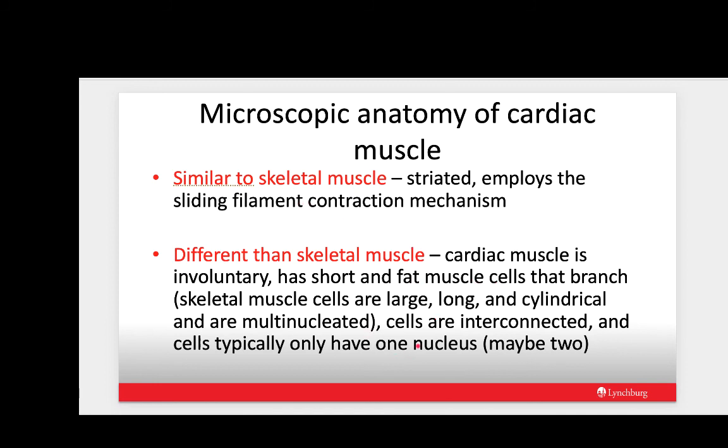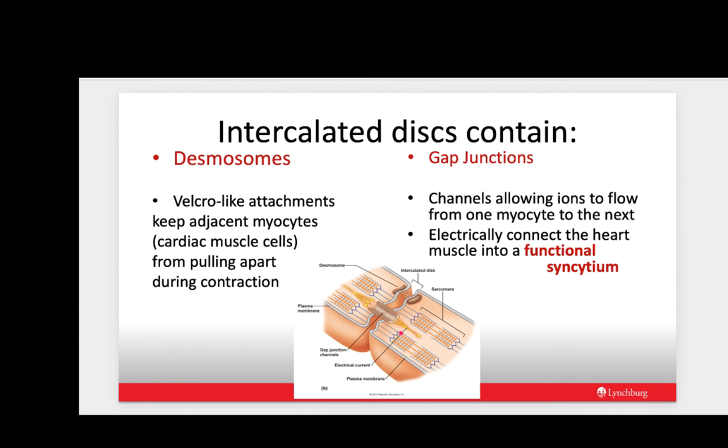Cardiac muscle is different, and we've talked about the structure and how these cells are arranged. We talked about intercalated discs consisting of desmosomes and gap junctions and the functions for those. It is important to note that these gap junctions electrically connect the heart, and the term for that is a functional syncytium. All of the heart muscle is electrically connected through these gap junctions, which allow ions to flow quickly from one myocyte to the next, and it allows the heart to contract all at once.